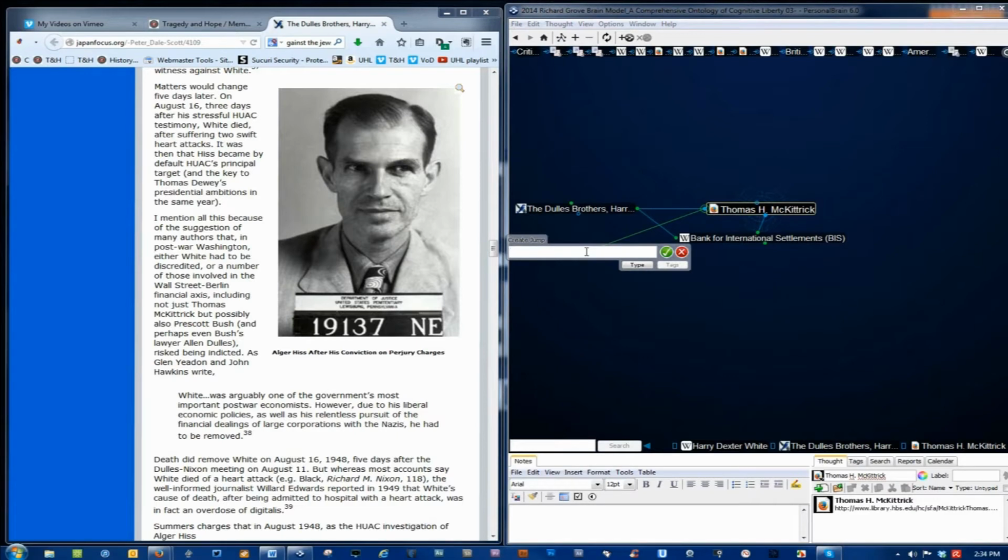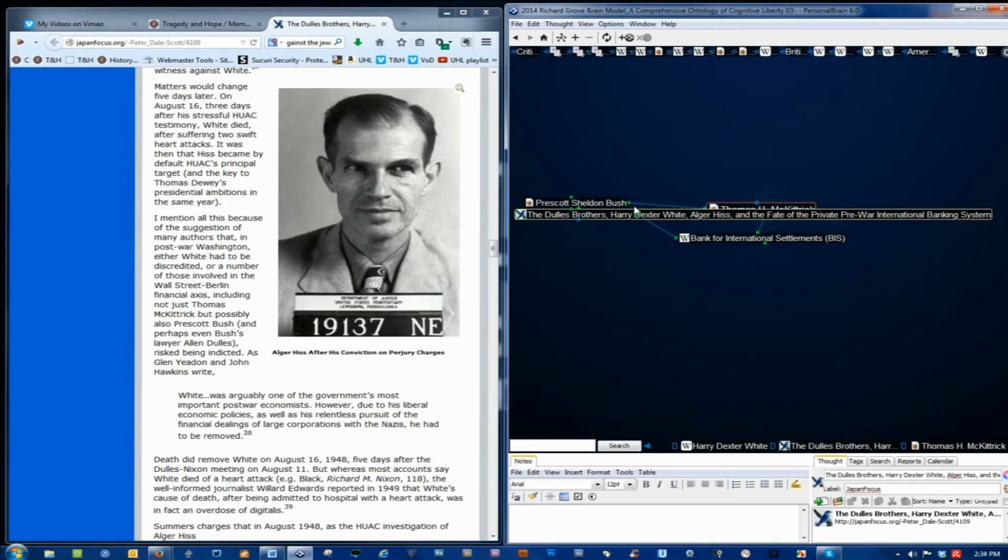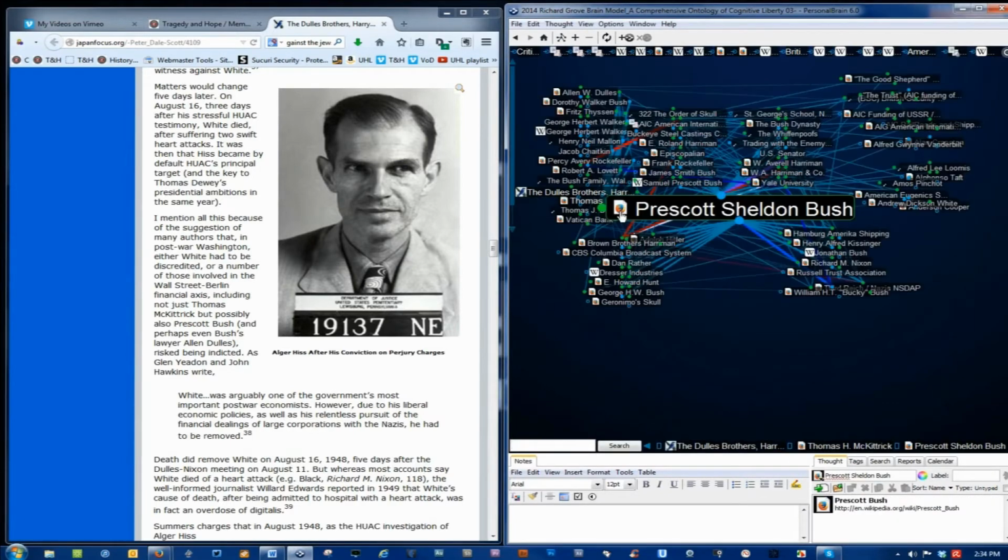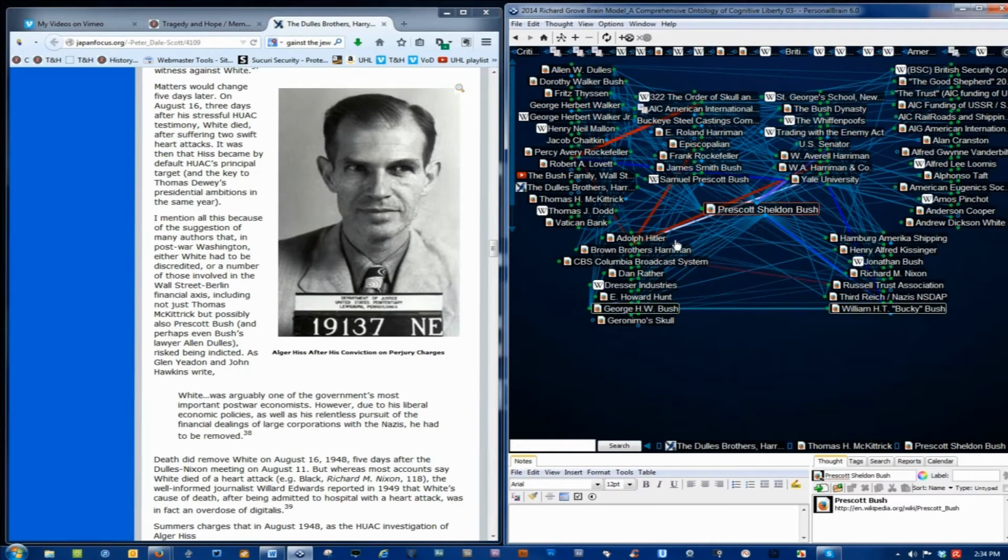As Glenn Yeadon and John Hawkins write, White was arguably one of the government's most important post-war economists. However, due to his liberal economic policies as well as his relentless pursuit of the financial dealings of the large corporations with the Nazis, he had to be removed.